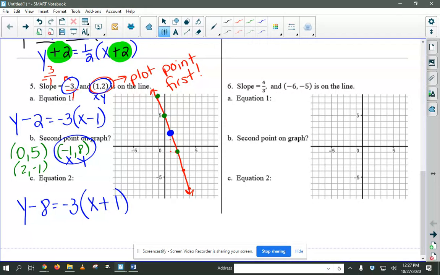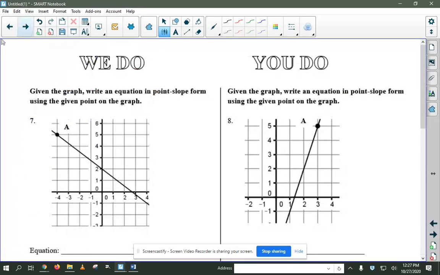And if I were to graph these two lines, these two would give me the exact same graph. Okay? All right, I'm flipping over to the other side. This time it says, given the graph, write an equation in point slope form using the given point on the graph. Okay, so for 7, I already have a point that's given. So I'm going to go ahead and write out that ordered pair. That looks like -4, 5.